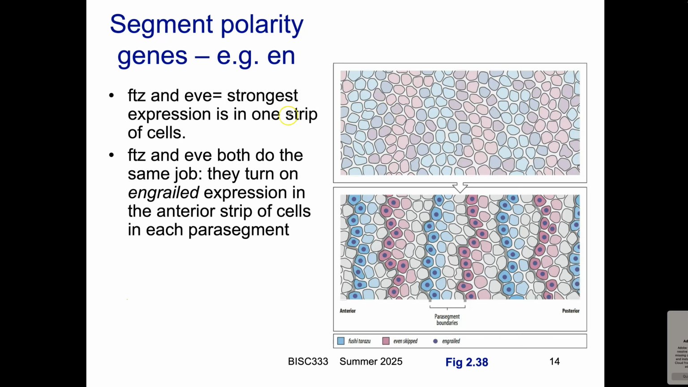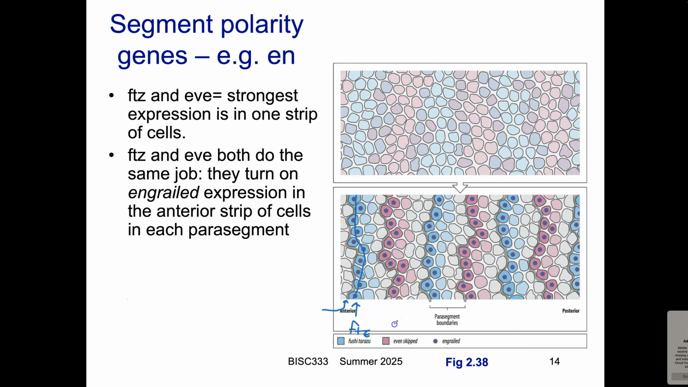And what's really interesting is this feels like a very weirdly complex way of turning on engrailed, because if you look at FTZ, FTZ is the abbreviation, FTZ is expressed in stripes 1, 3, 5 all the way to the end. And basically the job that it does is it turns on the expression of the engrailed gene in a row of cells, just one row of cells, and that defines the parasegment boundary. So just anterior of engrailed is where the boundary forms.